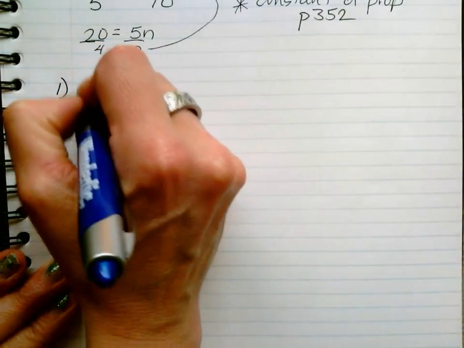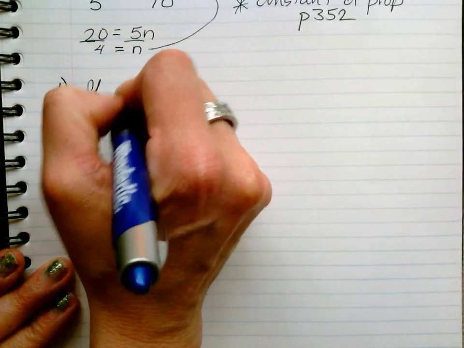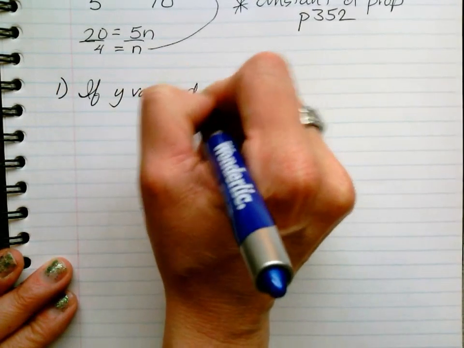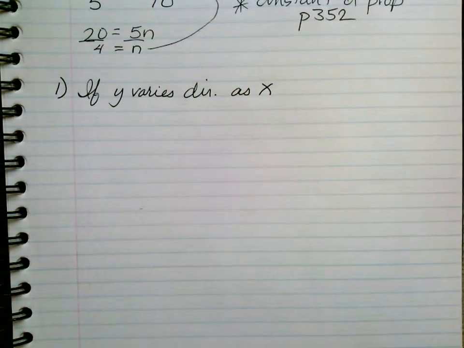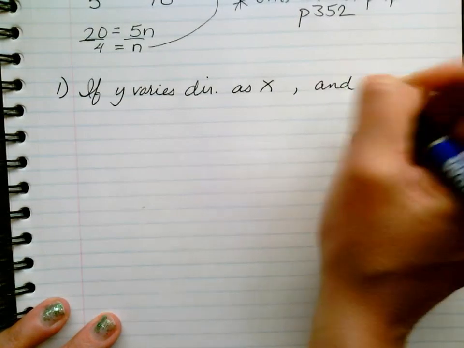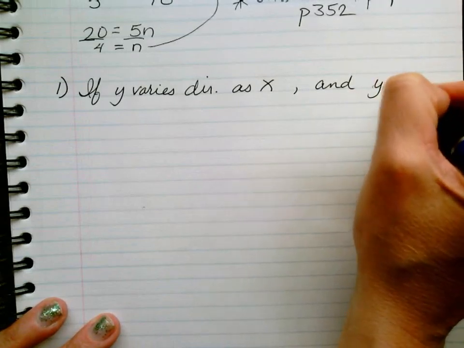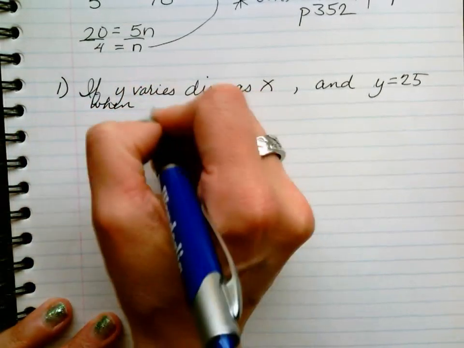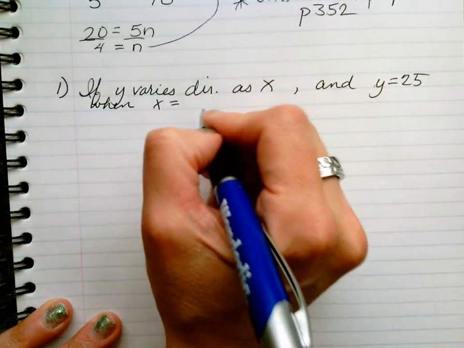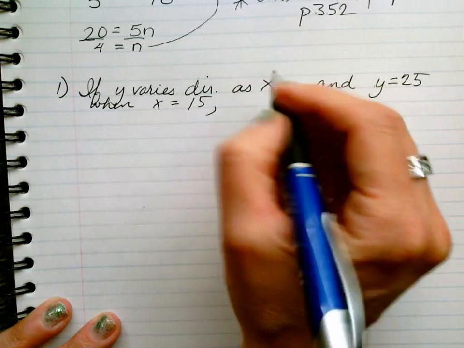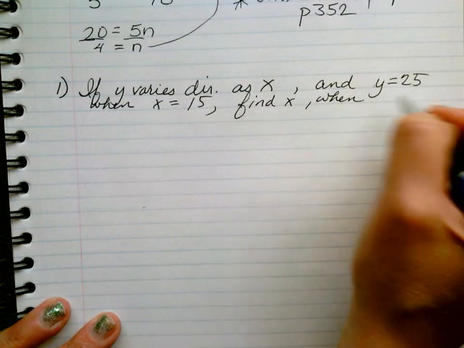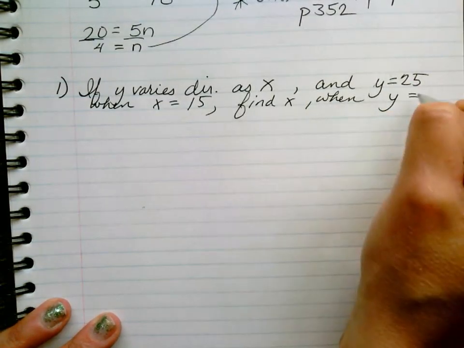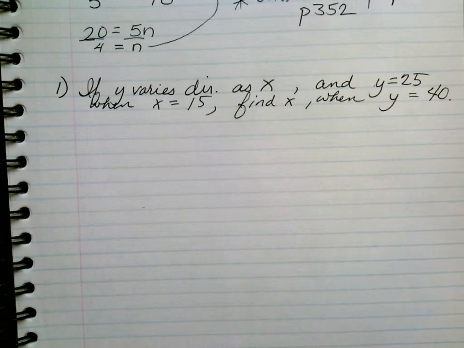All right? If y varies directly as x, and that is the common phrase used to describe this situation, and y is 25 when x is 15, find x when y is 40. Okay?